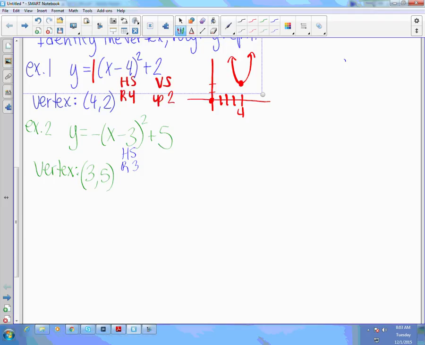The 5, can you tell me in 4 words what the 5 does to the graph? Allison? So, up or down? Up or down. Good, up, 5. We have the same sign, the positives are up. So we take our vertex, which used to be at the origin, and we have to shift right 1, 2, 3. Go up 1, 2, 3, 4, 5.